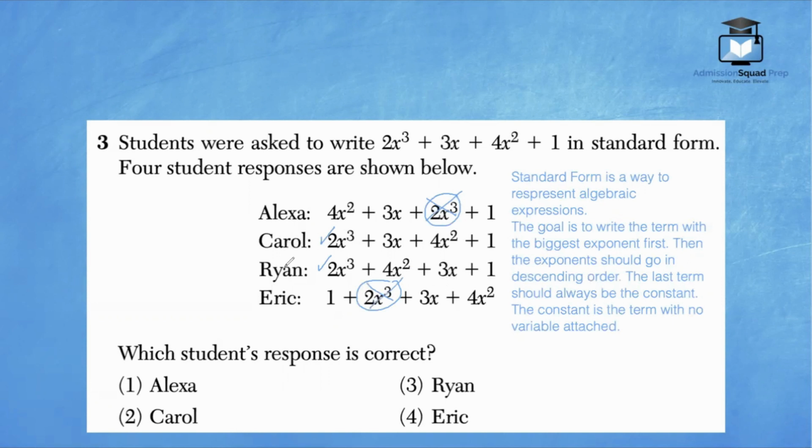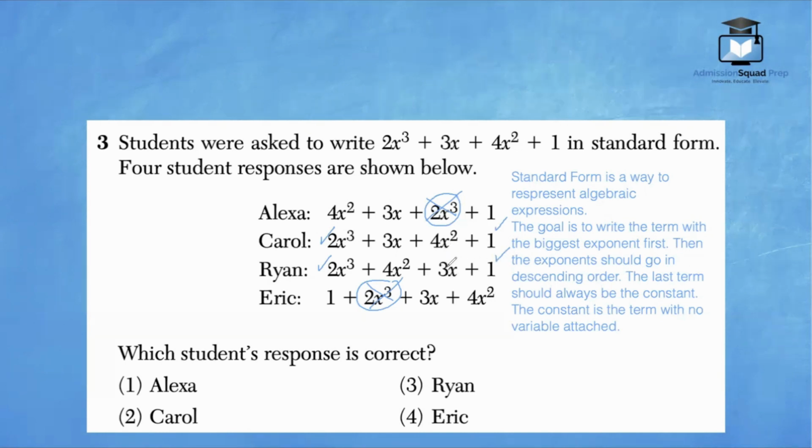Now let's look at Carol and Ryan to see who has the correct answer. Remember, we said the constant term always has to come last. So both Carol and Ryan got the constant term correct. Now we just need to check the 2 terms in the middle. Remember, we said the exponents should go in descending order. That means the numbers need to go down, right? So we're going to start off with an exponent of 3, and then we would prefer that it goes down to a 2, then a 1, then a 0.